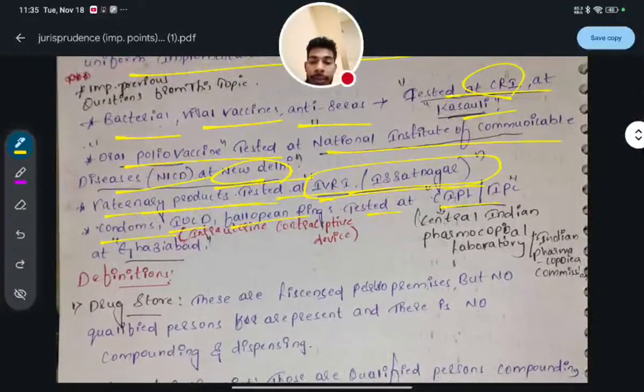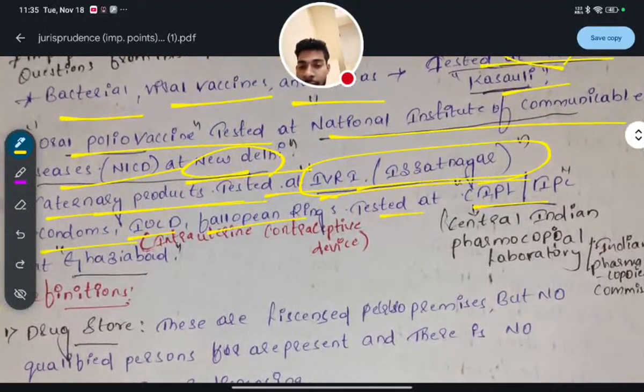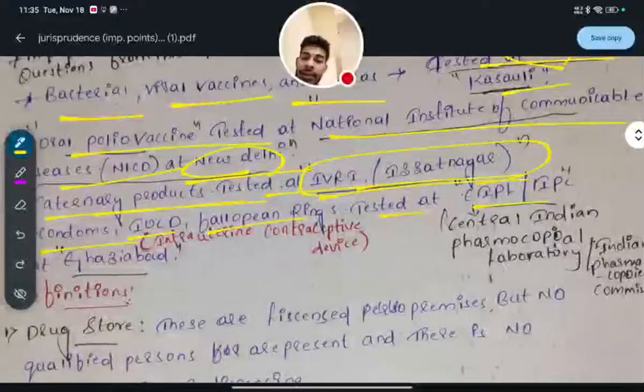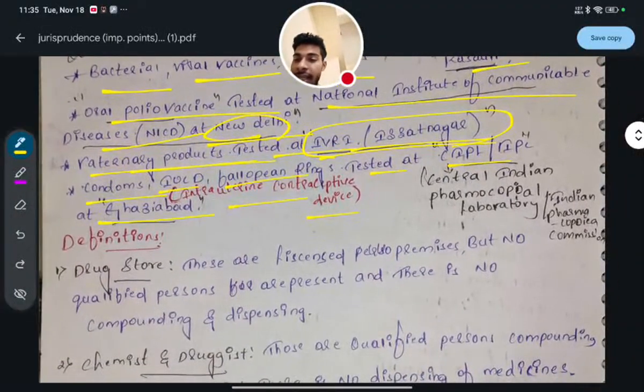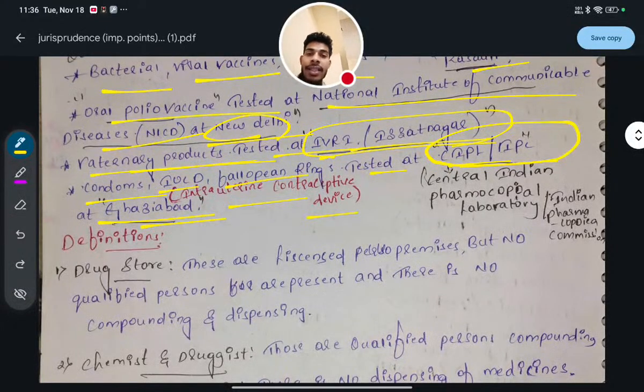Indian Pharmacopoeial Commission, IPC. These condoms, IUCD, fallopian rings are also called intrauterine contraceptive devices. The Central Indian Pharmacopoeial Laboratory is located in Ghaziabad.